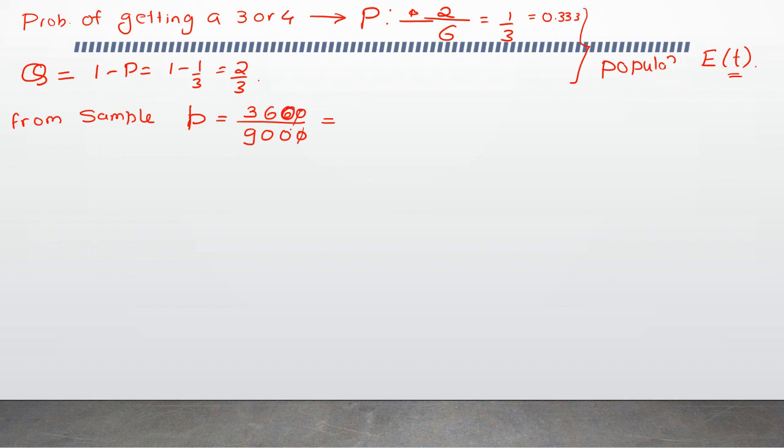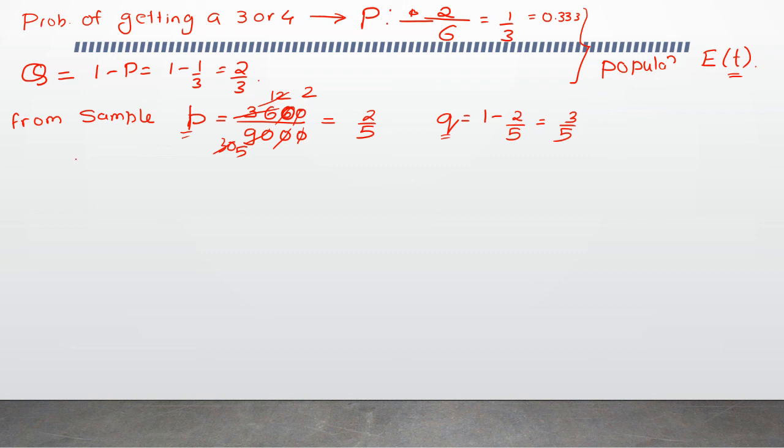So what does this come out to be? 0.36 by 90, that comes out to be 12 by 30, which again I can say as 2 by 5. So the q value will be 1 minus 2 by 5, that is 3 by 5. This is for this small p, and this small q is from the observed.